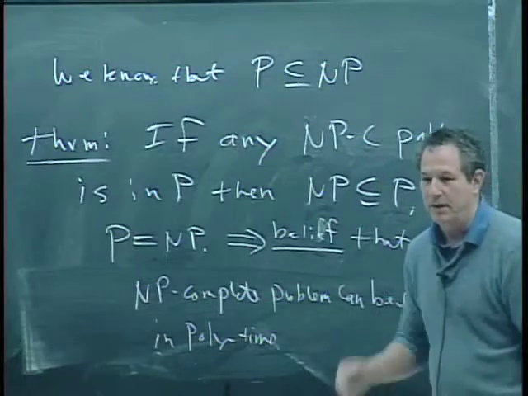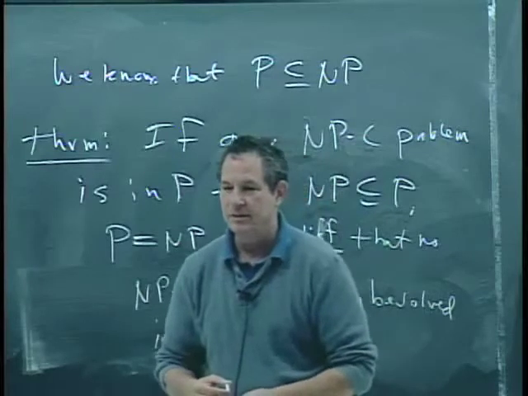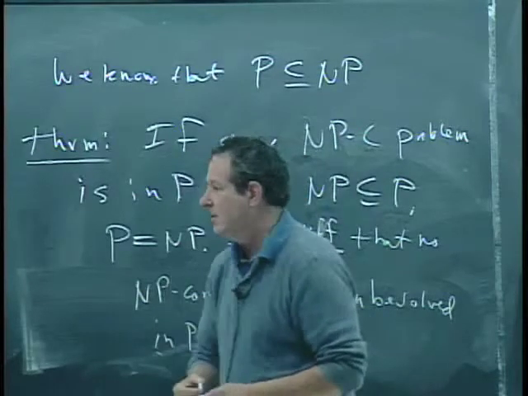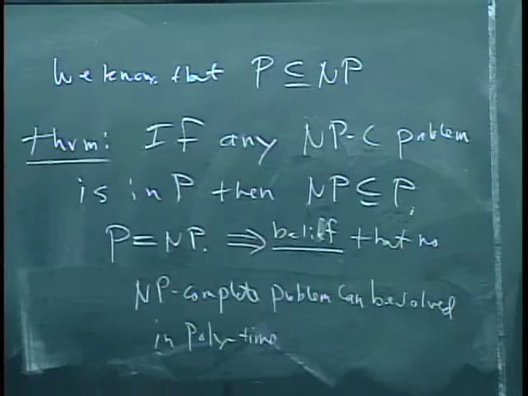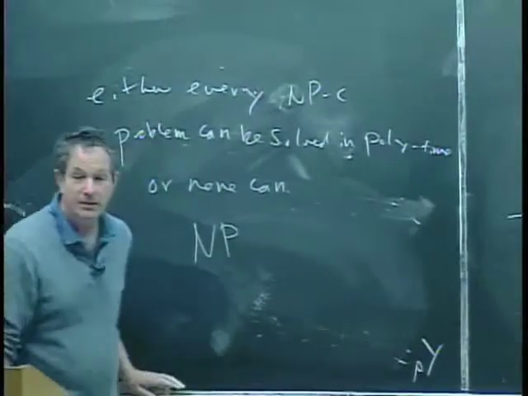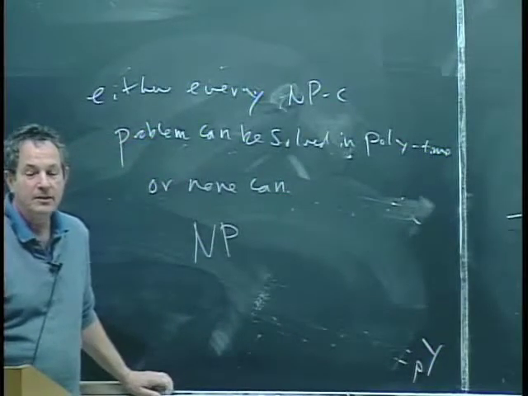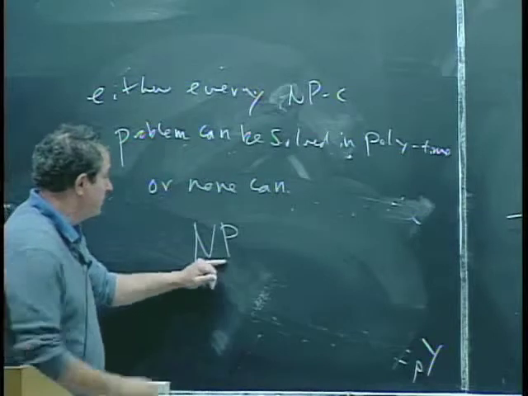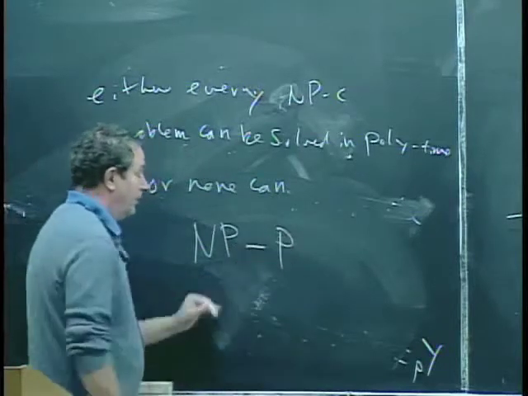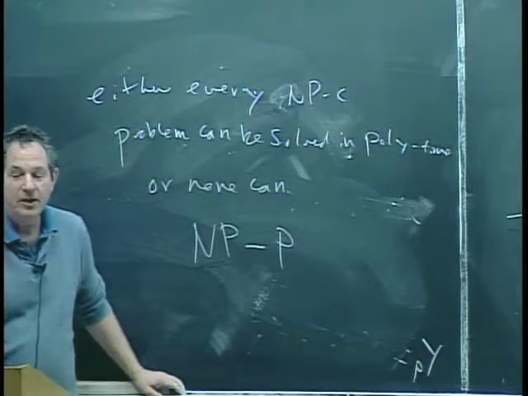I can see people, yeah. Are there any languages that are in NP that aren't in P that can't be polytime reduced to another NP language? Let me parse that. Problems in NP that are not in P that can't be polytime reduced to another NP problem. Okay, problems in NP that are not in P. Well, we don't even know any of those.